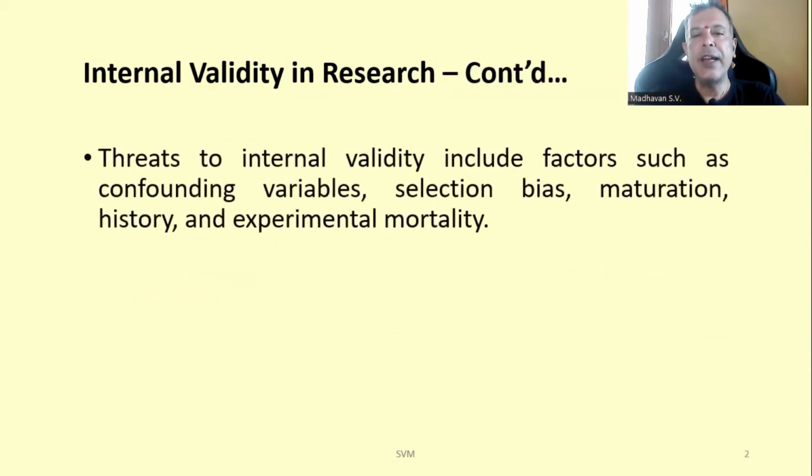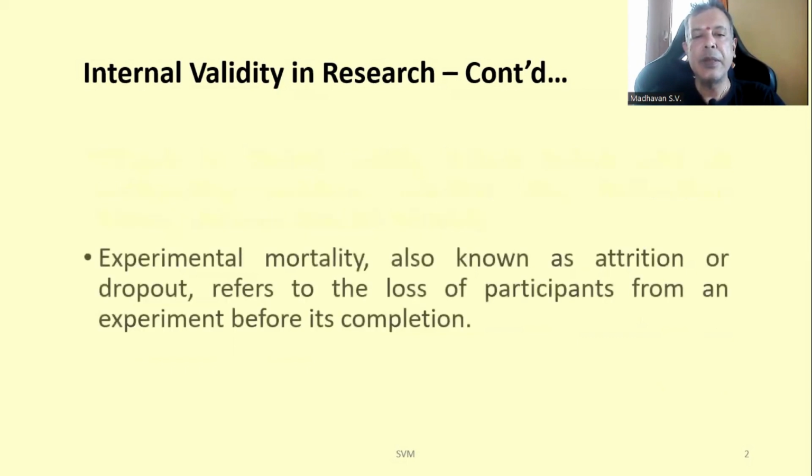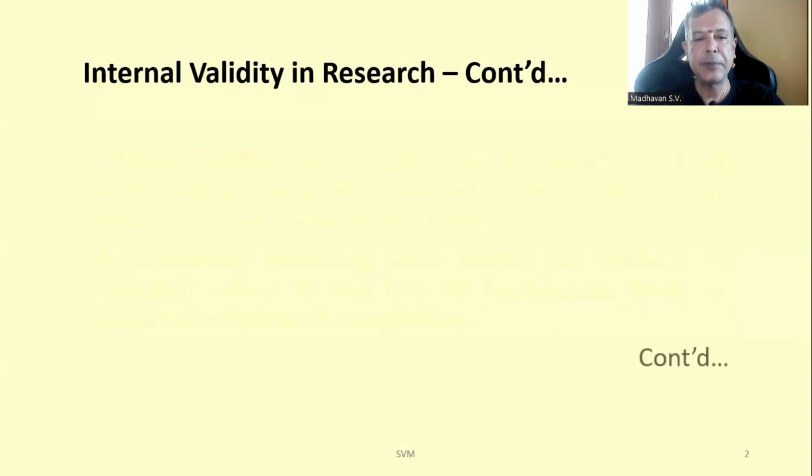Threats to internal validity include factors such as confounding variables, selection bias, maturation, history, and experimental mortality. Experimental mortality is also known as attrition or dropout, meaning people leaving during the process of experimentation. So it refers to the loss of participants from an experiment before its completion.